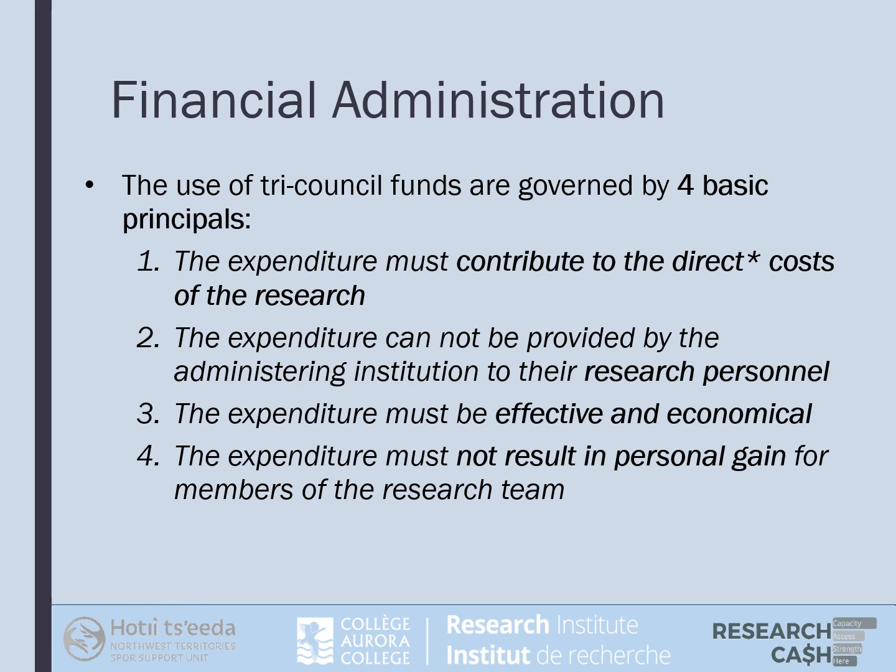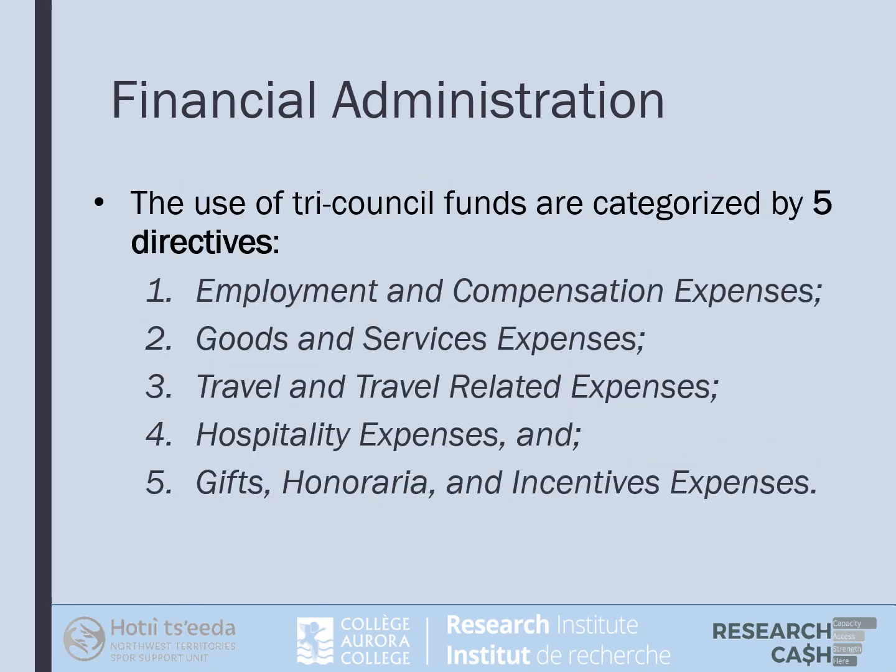The expenditure must not result in personal gain for members of the research team. The concept of personal gain refers to using grant funds to serve an individual's interests or attain a personal advantage and/or profit that outweighs the benefit to the grant-funded research and activities. In the following slides, we'll go through some examples of eligible and ineligible expenses in each of the 5 directives and following the 4 principles of tri-agency financial administration. There's your 5 directives.